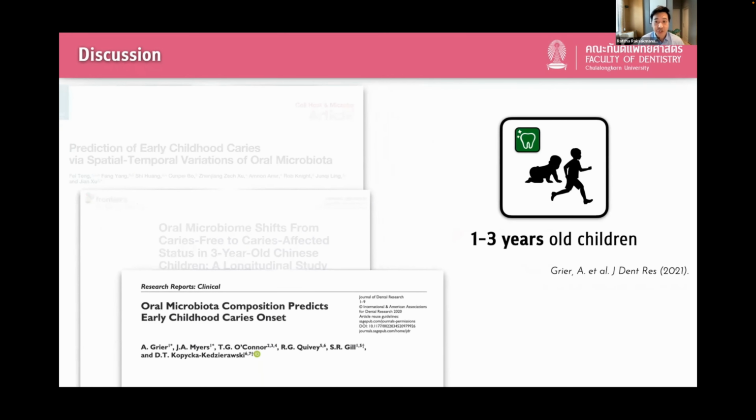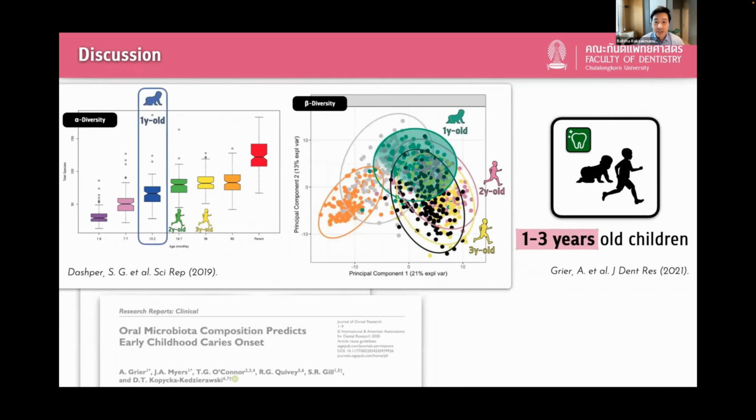Another study from last year used only caries-free children to solve this problem, but anyway, the target group varied from 1 to 3 years old. And because 1-year-old children have a different microbiome compared with other ages, in our study, we analyzed only 1-year-old children, which should give a more specific result for this target group.